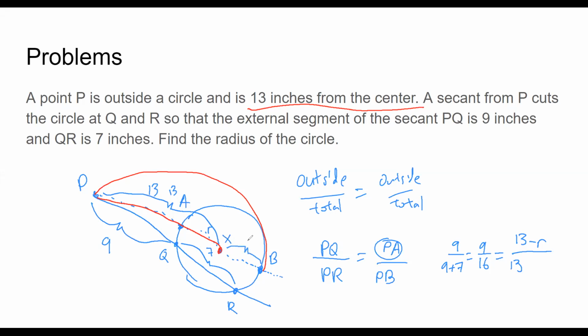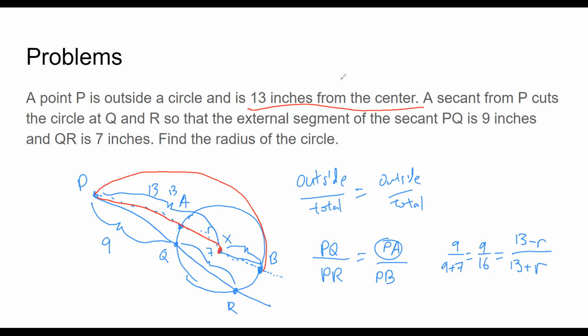Yeah, so what do you notice about the line XB, this line here, from X to B? Is it a radius? Yeah. XB is actually just a radius of the circle, because it goes from the center of the circle to the outside of the circle. So we can rewrite PB as 13 plus R.